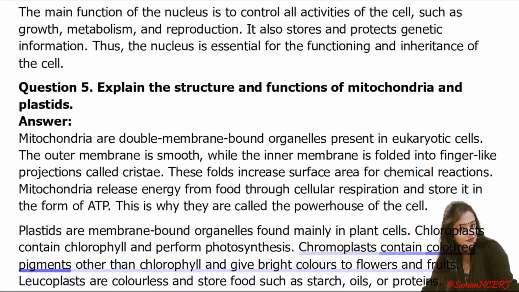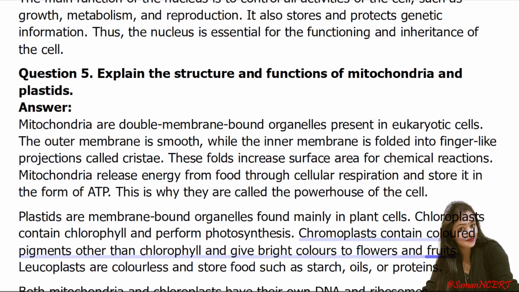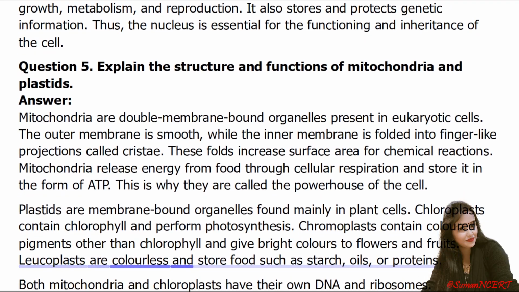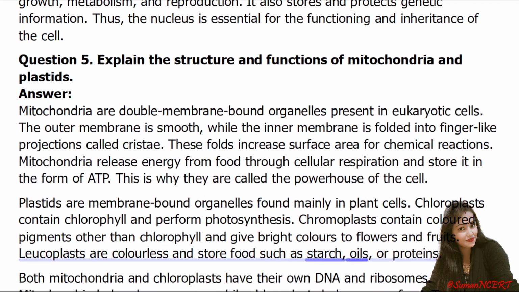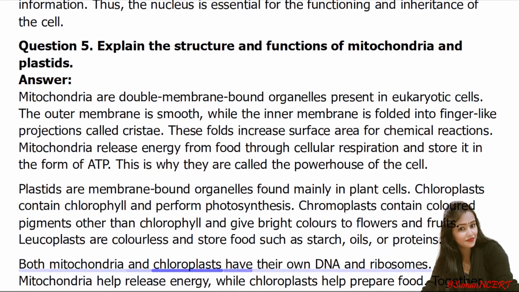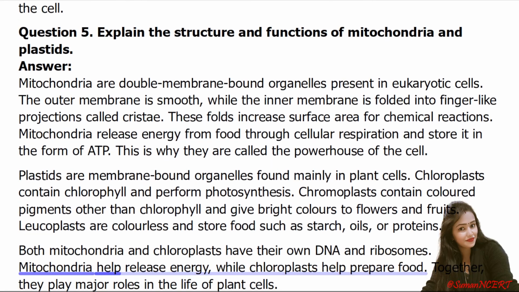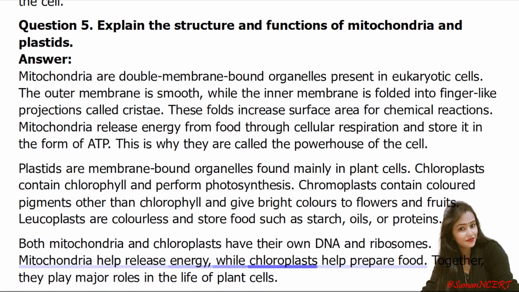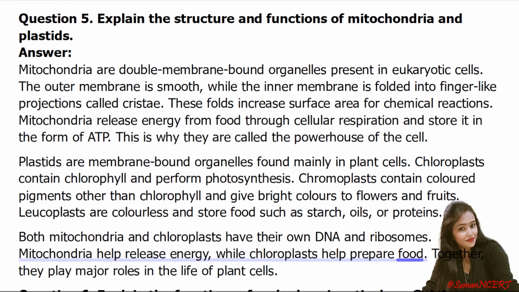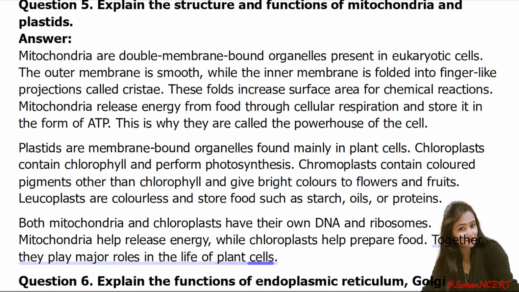Chromoplasts contain colored pigments other than chlorophyll and give bright colors to flowers and fruits. Leucoplasts are colorless and store foods such as starch, oils, or proteins. Both mitochondria and chloroplasts have their own DNA and ribosomes. Mitochondria help release energy, while chloroplasts help prepare food. Together, they play major roles in the life of plant cells.